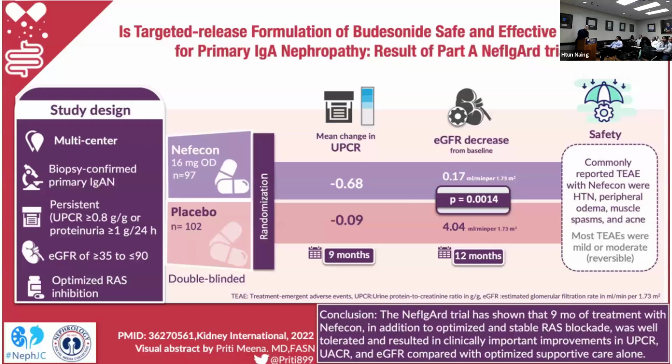So let's look at it. Targeted release budesonide, this is the 9 months. So they are going to look at the decrease in proteinuria at 9 months, which is minus 0.6 compared to 0.09. They also look at GFR at 0.7 ml per minute compared to minus 4.04, which is very significant. So by that means, you can get approval by the FDA.